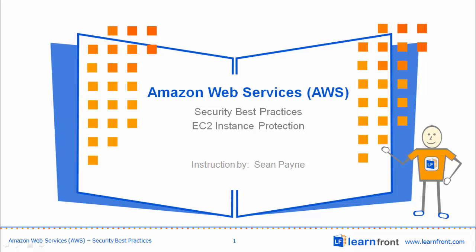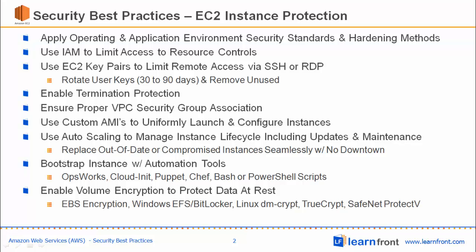This lesson is going to discuss Amazon Web Services security best practices as it relates to Elastic Compute Cloud, also known as EC2 instance protection. As we discussed earlier in the shared responsibility model, EC2 is more of an infrastructure as a service resource. Therefore, some of the responsibilities for data protection and securing your environment are going to be more relied and burdened on the customer. So with that being said, we're going to go through some of the things that you might want to consider.